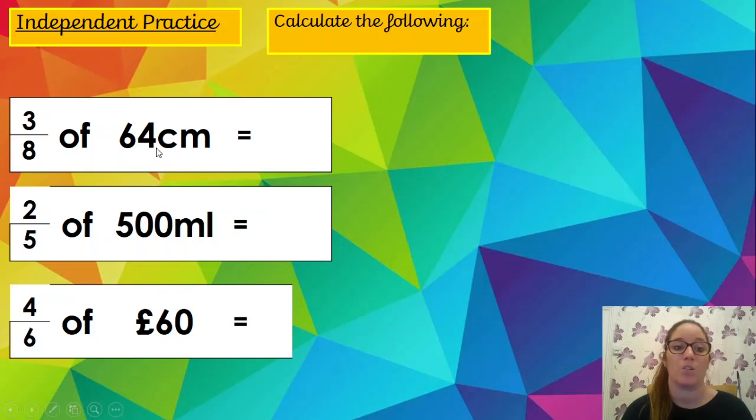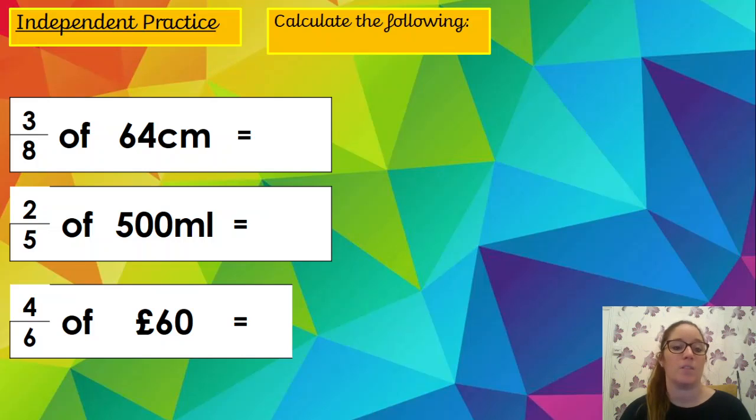So you're going to divide 64 by 8, and then once you know what each part is worth, you're going to times it by 3. You're going to divide 500 millilitres by 5. Whatever part each one is worth, you're going to times by 2. You're going to divide £60 by 6, and then you're going to times each of those parts by 4. So times one part by 4 to find 4 parts. So pause the video and come back when you're ready for the answers.